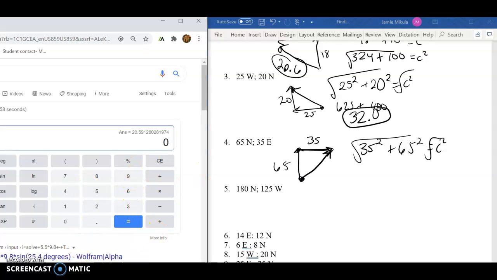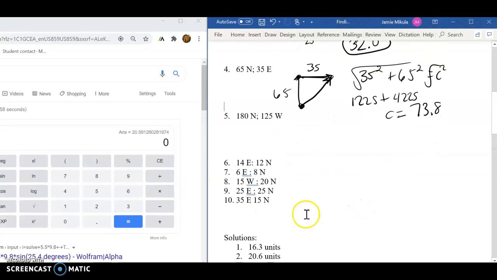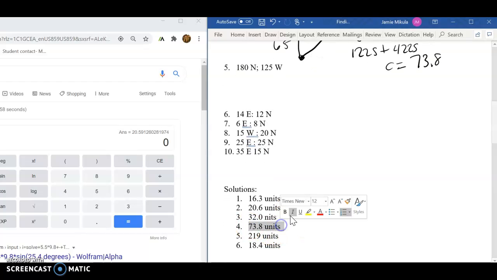Sorry, I can't decide if I like this online calculator, so I'm going to use my phone here. My calculator is dead. So 35 squared is 1225 plus 65 squared is 4225. So I'm going to add those two together to get 5,450, and I'm going to take the square root of that to get, so C equals 73.8. Okay, Coach Pfaff said he did post the answers, so let's just make sure that that is accurate there. All right, there you go.